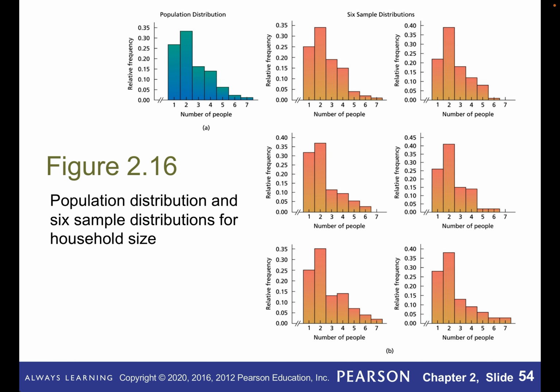So in Figure 2.16, we see the population distribution for U.S. household sizes, and we see 6 different sample distributions. And so our hope is that when we draw a sample, again, we want it to be representative or have the same characteristics as the population. So just looking at those 6 sample distributions, just ask yourself which one seems to do the best job, which one matches the most closely, and which one is maybe not so good of a sample.